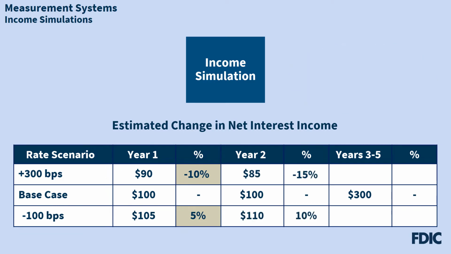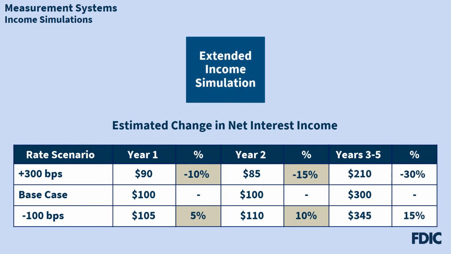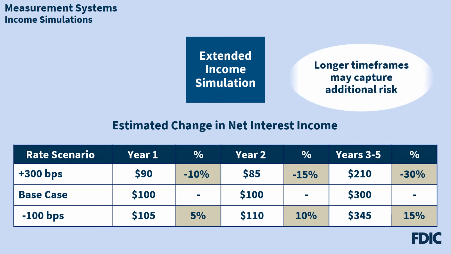In this example, by year 2, the exposure to rising interest rates has increased, and net interest income is forecasted to decline by 15%. In the scenario in which interest rates decline, the results still look favorable. To fully assess the various types of interest rate risk present within the balance sheet, an analysis over longer time horizons may be required. In this example, net interest income declines by 30% per year on average in years 3, 4, and 5, though results are favorable in the negative scenario. By only running the simulation over 2 years, this exposure would not have been identified.